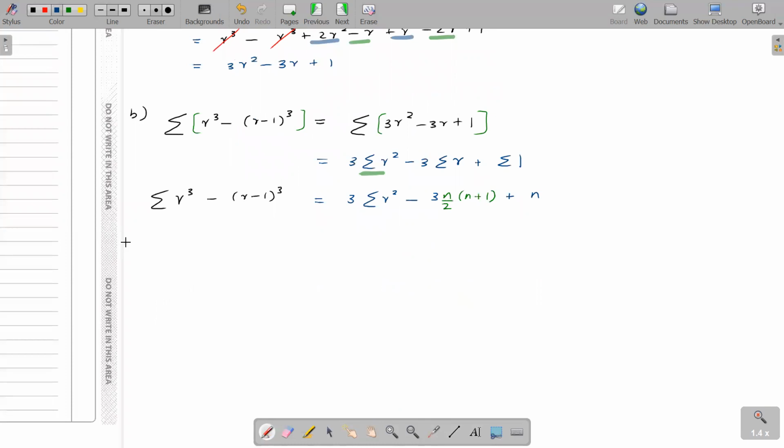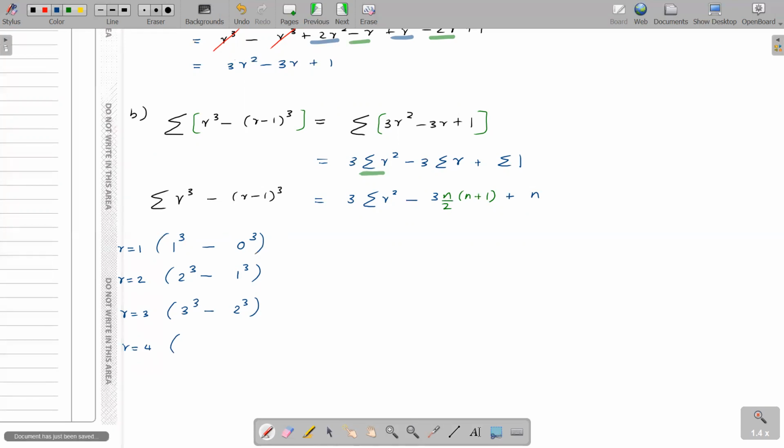So we'll get this when r equals 1. So for this side, I will go for the method of differences. Are you with me? So using r equals 1, what do I get? 1 cube minus 1 minus 1, 0 cube. This is when r is 1. When r is 2, what do I get? 2 cube minus 2 minus 1 is 1 cube. When r is 3, what do I get? 3 cube minus 3 minus 1 is 2 cube. When r is 4, what do I get?